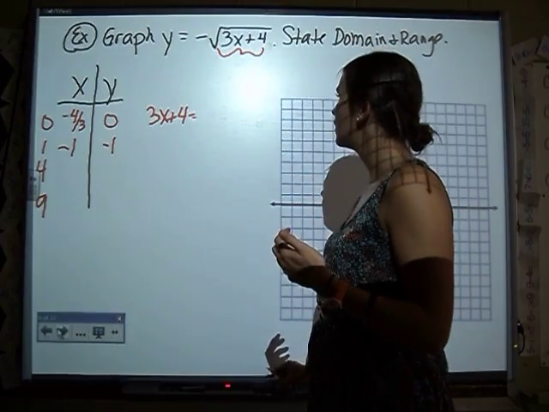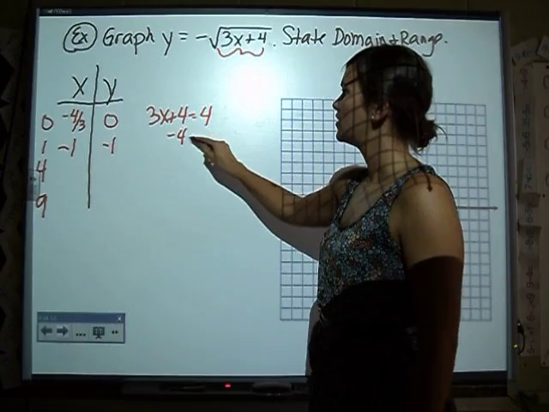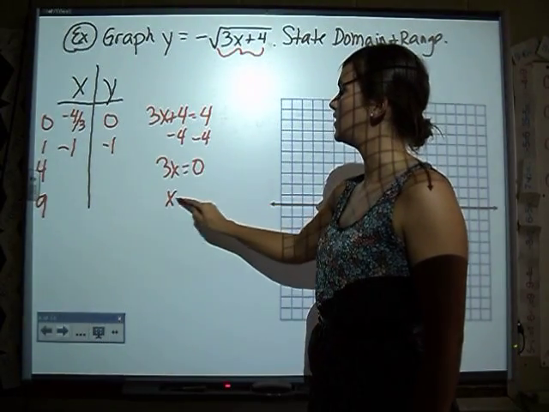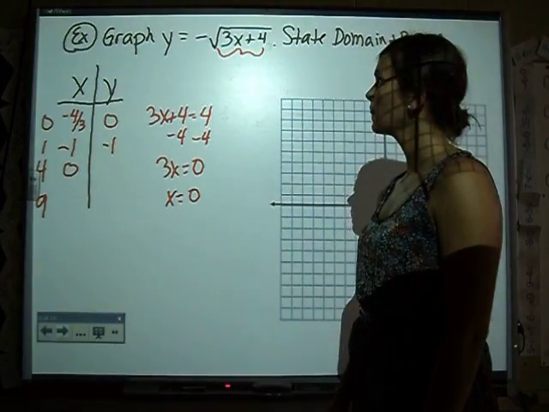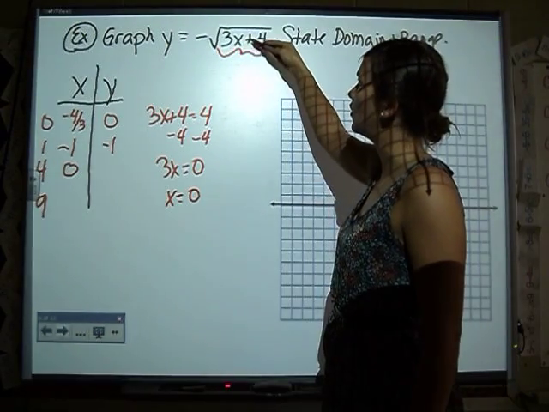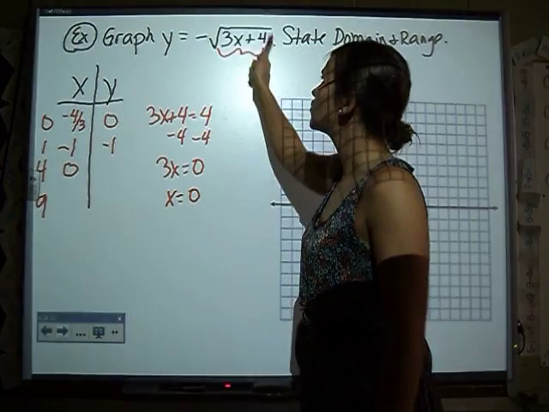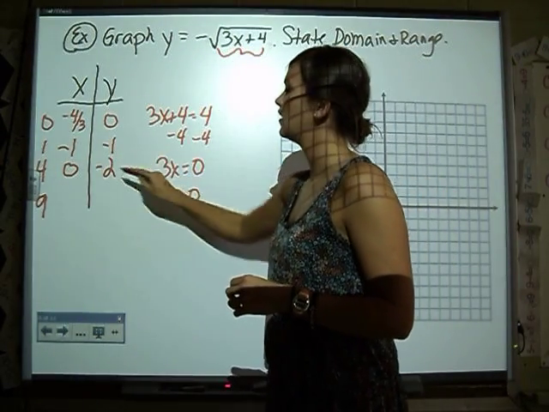From here, if I want it to equal 4, I'm going to set it equal to 4. Subtract 4, 3x equals 0, which means that x equals 0. That is my x value. So if I plug 0 in for x, 3 times 0 is 0, plus 4 is 4. That's what we designed it to be. Square root of 4 is 2, times the negative 1 is negative 2.